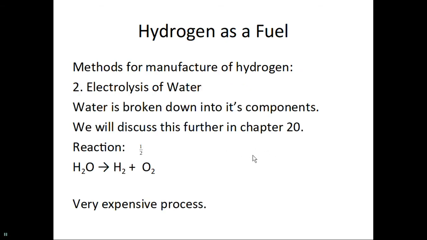The second method for forming it is the electrolysis of water. Now, electrolysis comes into chapter 20, which we haven't looked at. That's one of the chapters that we could potentially need to leave out depending on how things go. But for this, you can still answer this question. To form hydrogen through electrolysis, water is broken down into its components, which we can clearly see from the formula is hydrogen atoms and oxygen atoms.